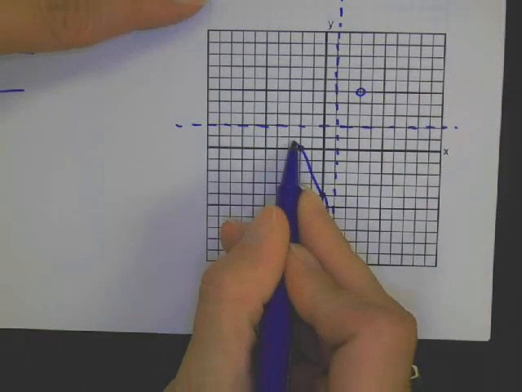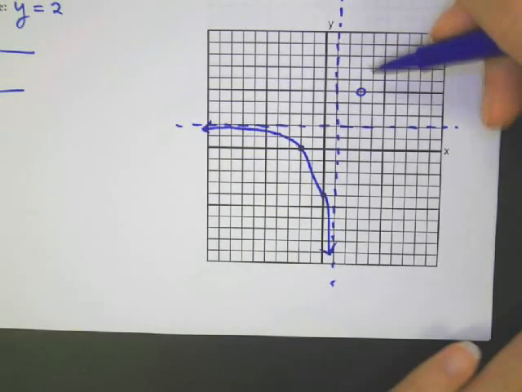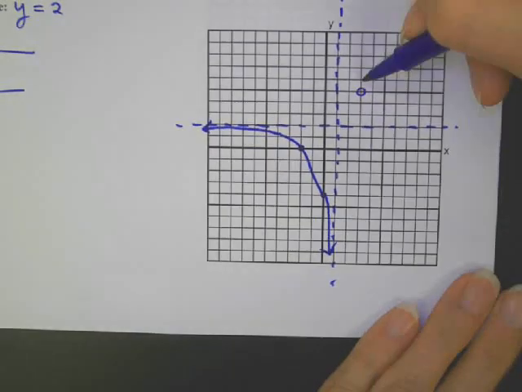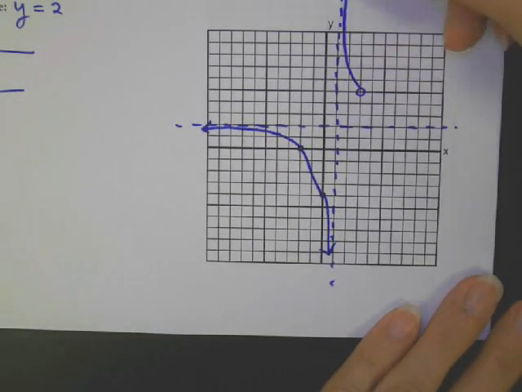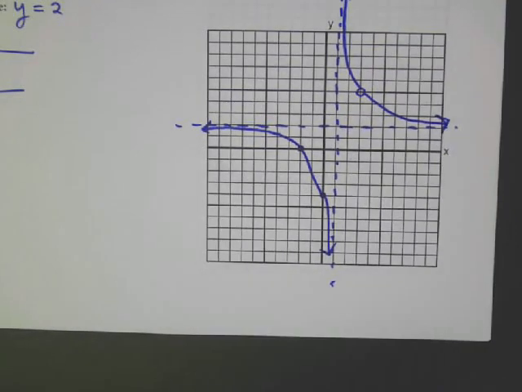Over here, the graph is going to come up and approach that asymptote, but not cross it. Over here, put your pencil near that hole, and the graph is going to go up, approaching these asymptotes, but not quite touching them.